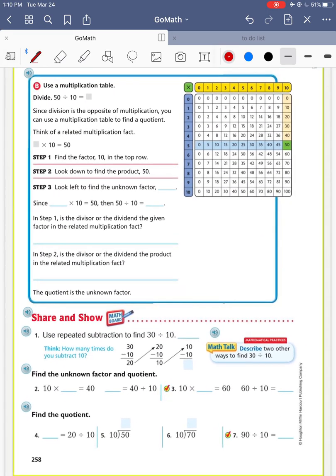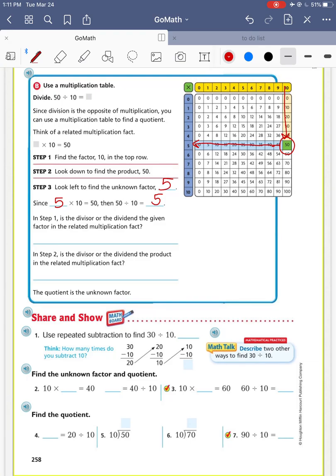Okay? Next page, you can also use a multiplication table. Divide 50 divided by 10. Since division is the opposite of multiplication, you can use a multiplication table to find the quotient. Think of a related multiplication fact: something times 10 is 50. So if we go to the 10 column and go down until we get to 50, then we have to go across, and whatever number is on the other side is going to be the unknown factor. The unknown factor is 5. So since 5 times 10 is 50, then 50 divided by 10 is going to give us 5.